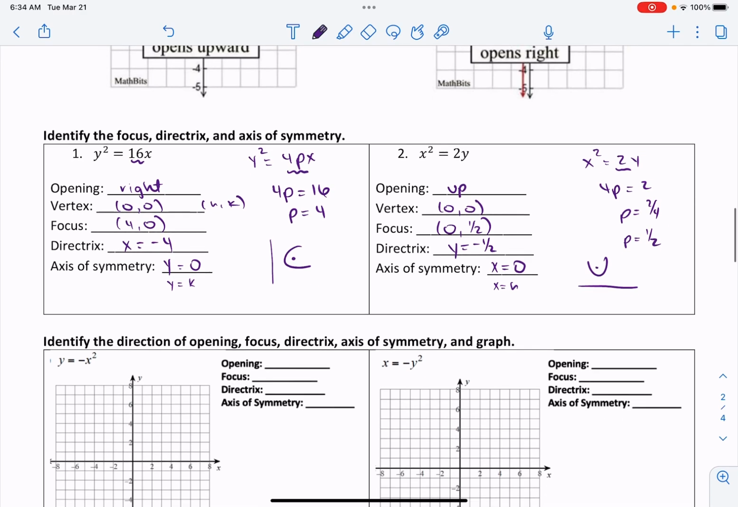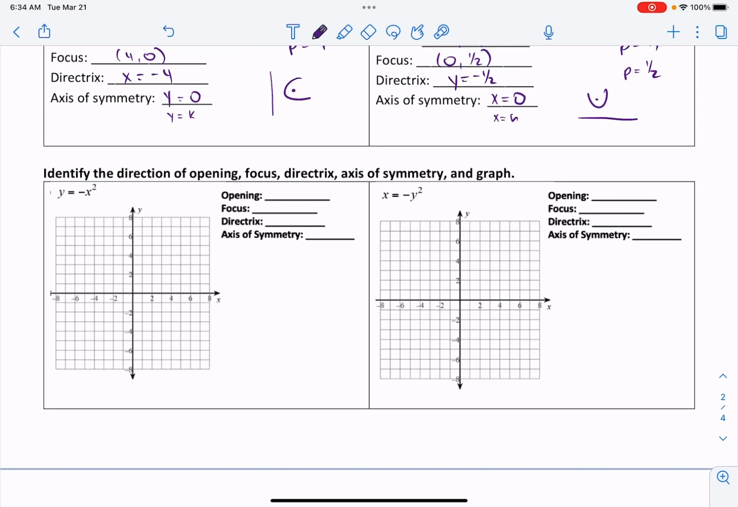Good job. Okay, so now what we're going to do is we're going to graph some of these. So the rest you're going to have to do on your own, but we're going to graph a couple. Remember that your form always has to be in the correct format. So first thing we're going to do here is make sure that it's in the correct format. So we're going to divide. So this is going to be x squared is equal to -y.